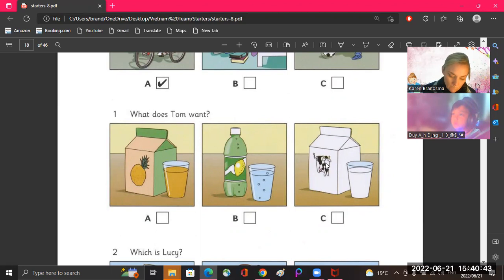Can you see the tick? Now you listen and tick the box. 1. What does Tom want? Mom, can I have a drink? Yes. Do you want a drink of milk? No, thanks. Some lemonade then? No. Can I have some pineapple juice, please?